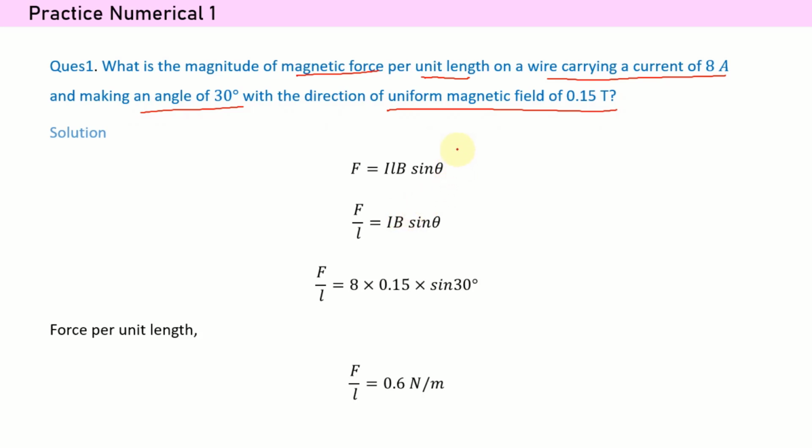We know that force is equal to ILB sin theta, and as we need force per unit length, so we will bring this length in the denominator of the force, that is F by L is equal to IB sin theta. Putting down the value of current, magnetic field and angle theta, we have obtained this equation, that is 8 into 0.15 into sin 30. It will become force per unit length as 0.6 Newton per meter.